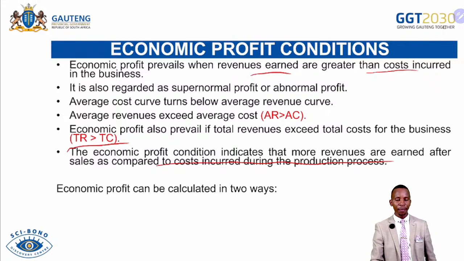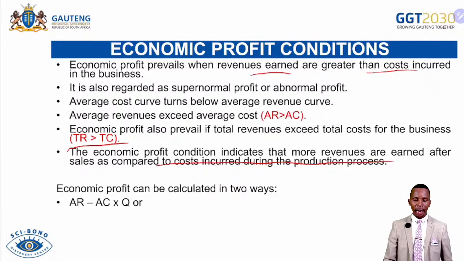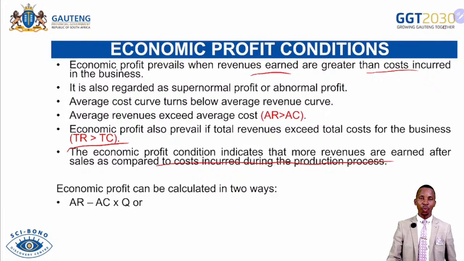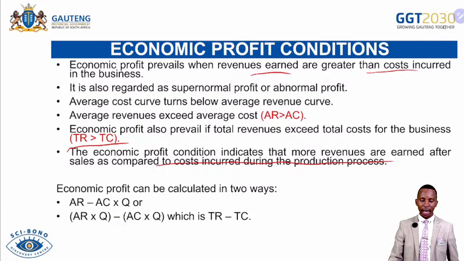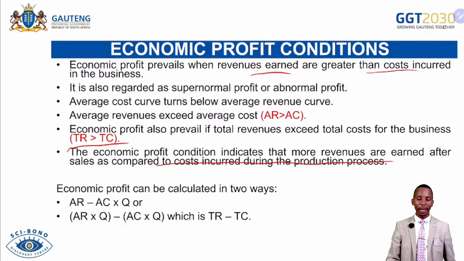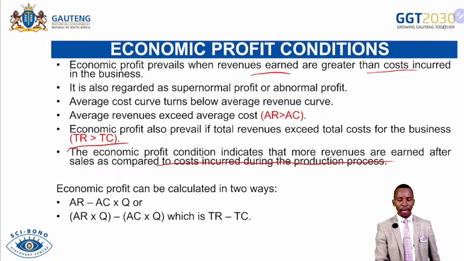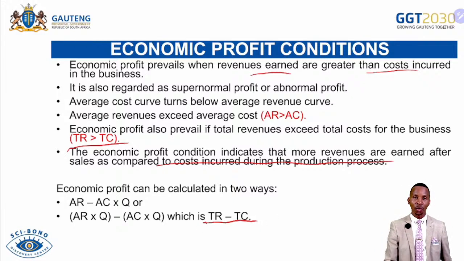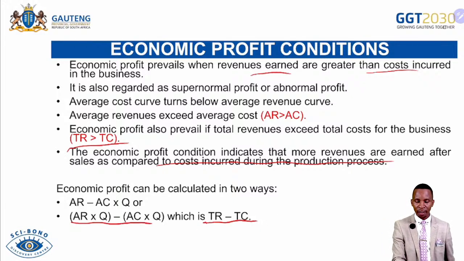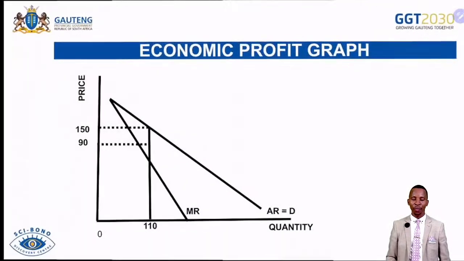And then economic profit can be calculated in 2 ways. AR minus AC times quantity, or open the bracket, AR times Q, close the bracket, open the bracket, minus AC times Q, and then close the bracket, which simply means total revenue minus total cost, because this is to derive total revenue and total cost. Then that's when we get the profit or a loss for the firm.